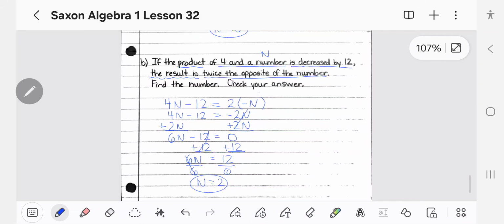Let's check it. If the product of 4 and the number is decreased by 12, the result is twice the opposite of the number. Let's do it. There's 8 minus 12 is equal to 2 times negative 2. 8 minus 12 is negative 4. 2 times negative 2 is negative 4. And our solution works.